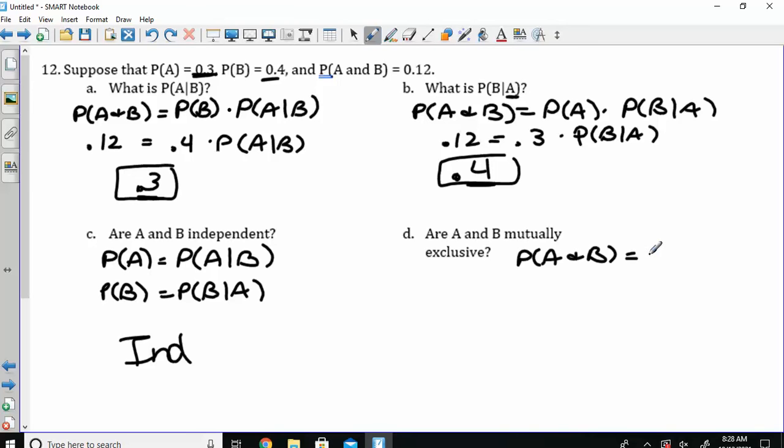If they are mutually exclusive, that means the probability of A and B has to equal what? 0. Does it? No. No, so they are not mutually exclusive. So make sure you know what independent and mutually exclusive mean.